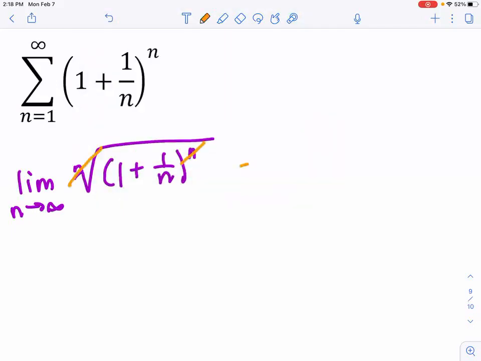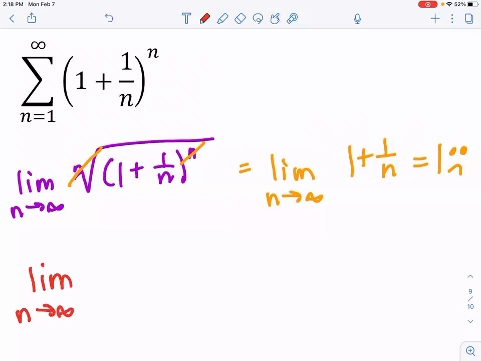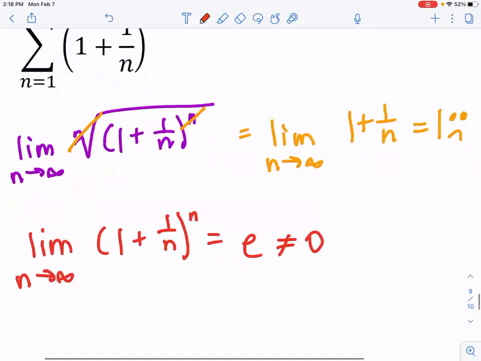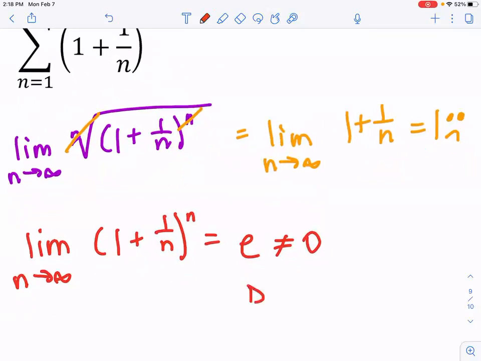The nth root and the nth power would cancel. The root test is inconclusive, but you all recognize that the nth term test is going to be... sorry. The limit is e, which is not 0, so this diverges by the nth term test.